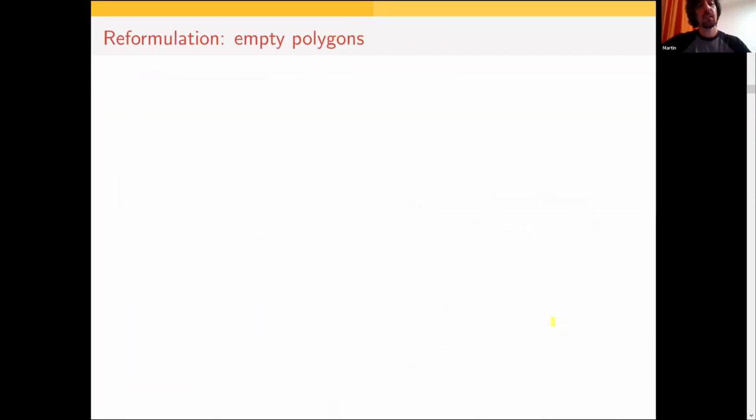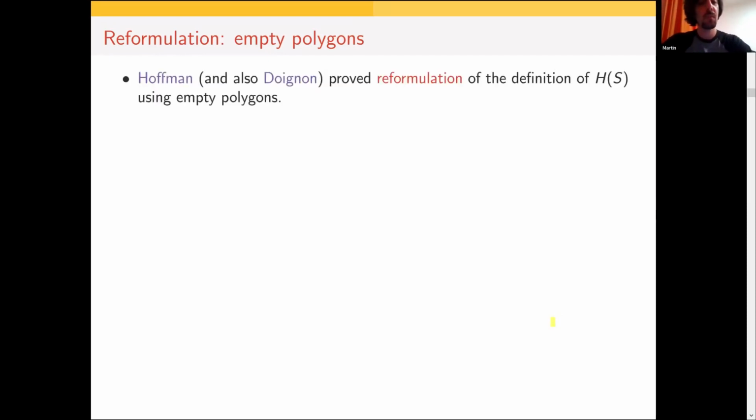Let me reformulate this definition so that it's easier to think about, because I typically have problems thinking about this Helly statement, because you have to keep in mind some families of convex sets and some intersections and so on. But luckily there is a very nice reformulation proved by Hoffman and independently by Doignon, which puts this definition of Helly numbers into a different perspective using so-called empty polygons.